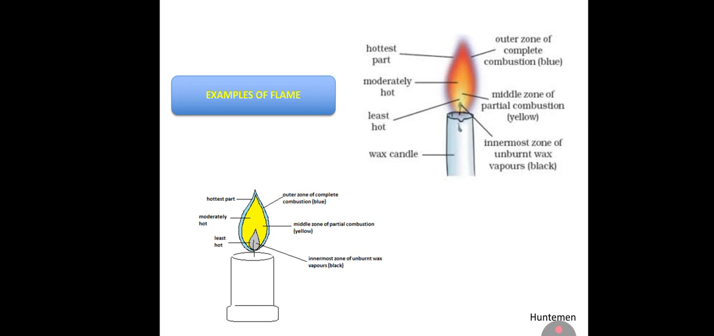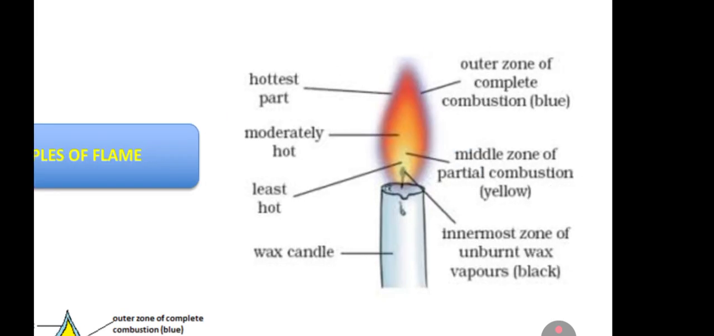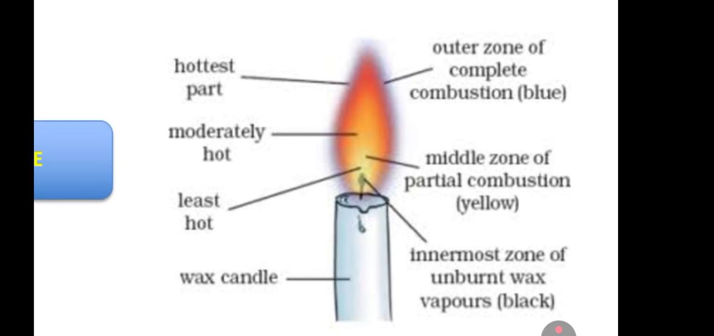These are examples of flames. Look at this. This is an example of flame, and the necessary parts of the flame are on the image. From the right hand side, we have the outer zone of complete combustion, which is always blue. The middle of the flame, we can call it the middle zone of partial combustion. The color is always yellow. And the innermost zone of the unburnt wax, that is always black.